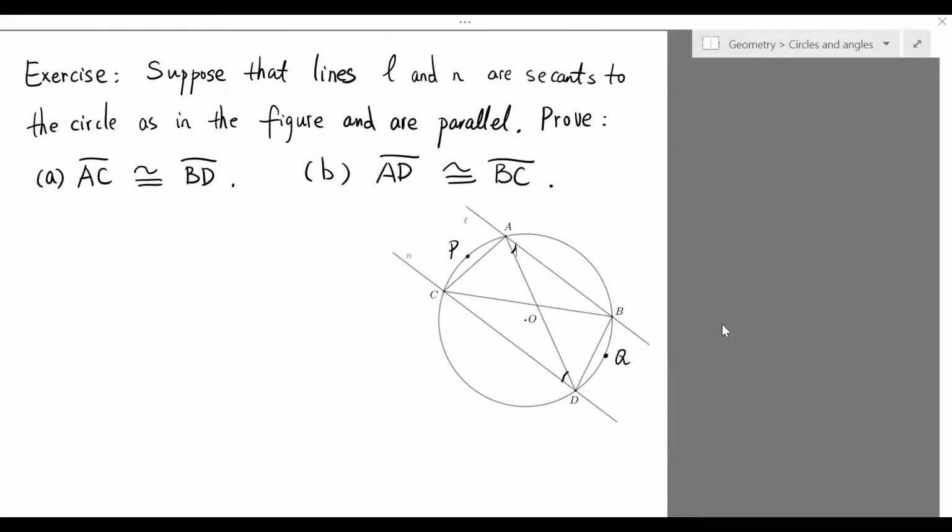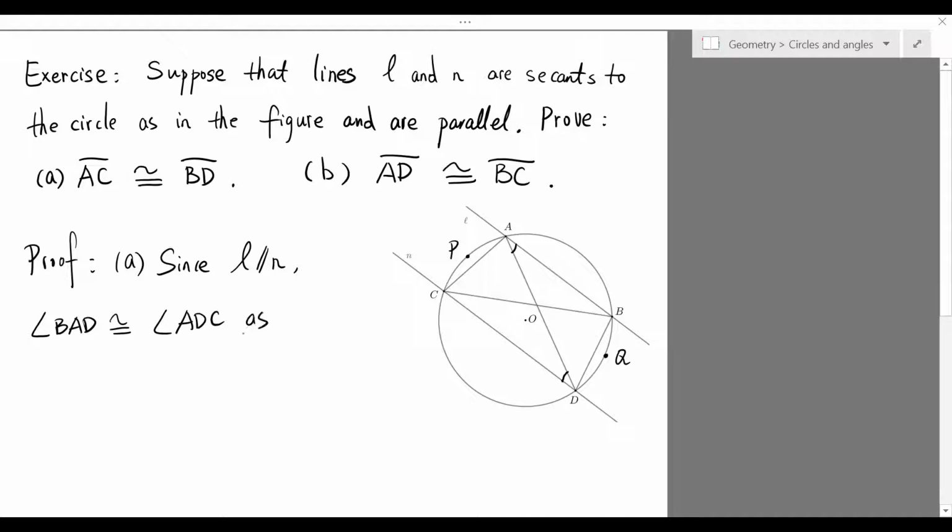Now, let's try to look at the simple proof over here for part A. In fact, the major observation is that the lines L and N are parallel to each other. So we conclude that the angle BAD is congruent to the angle ADC, as they are precisely the alternate interior angles formed by those two lines and the transversal AD.